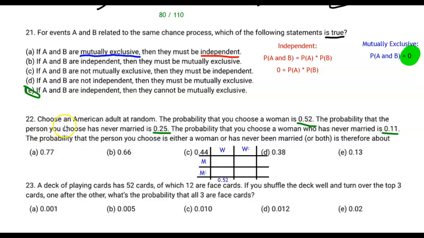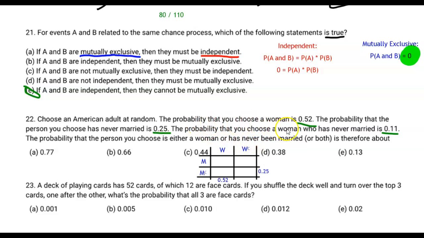The probability that the person you choose has never married is 0.25, which means never married should go over here. These two values are column totals and row totals. Another way that we can refer to these is as marginal probabilities. This is the marginal probability of choosing a woman, and the marginal probability of choosing a person that has never been married.